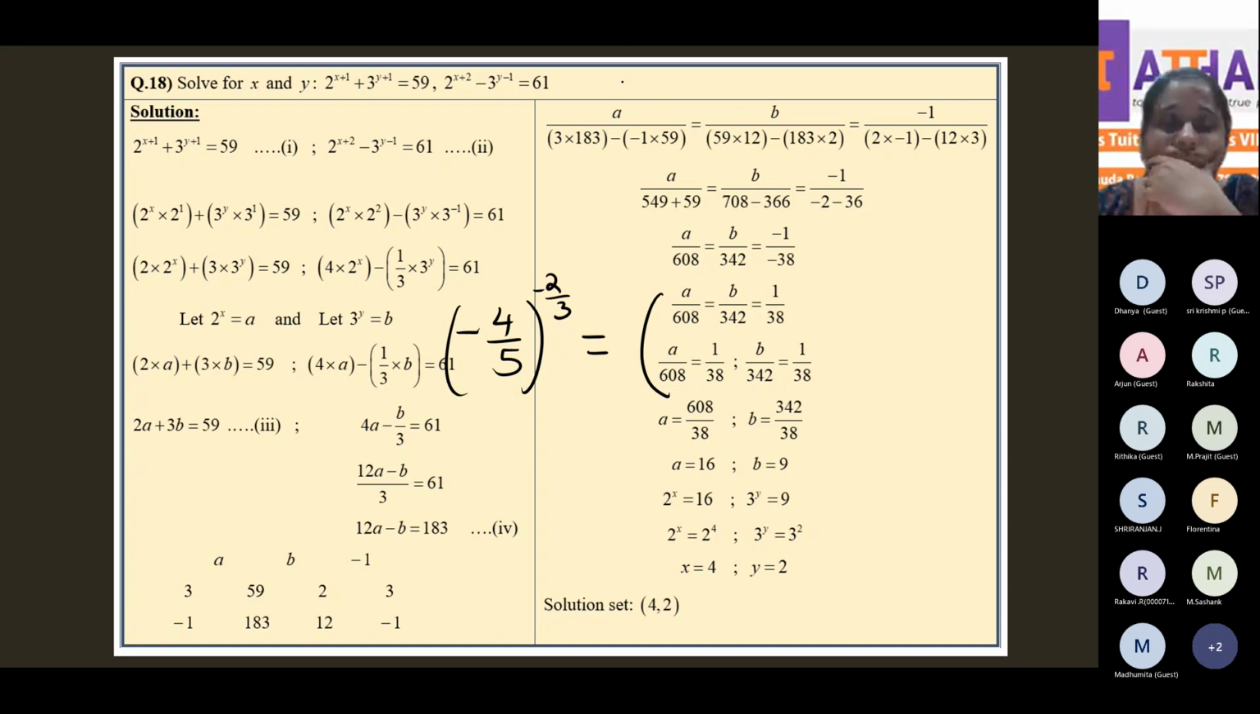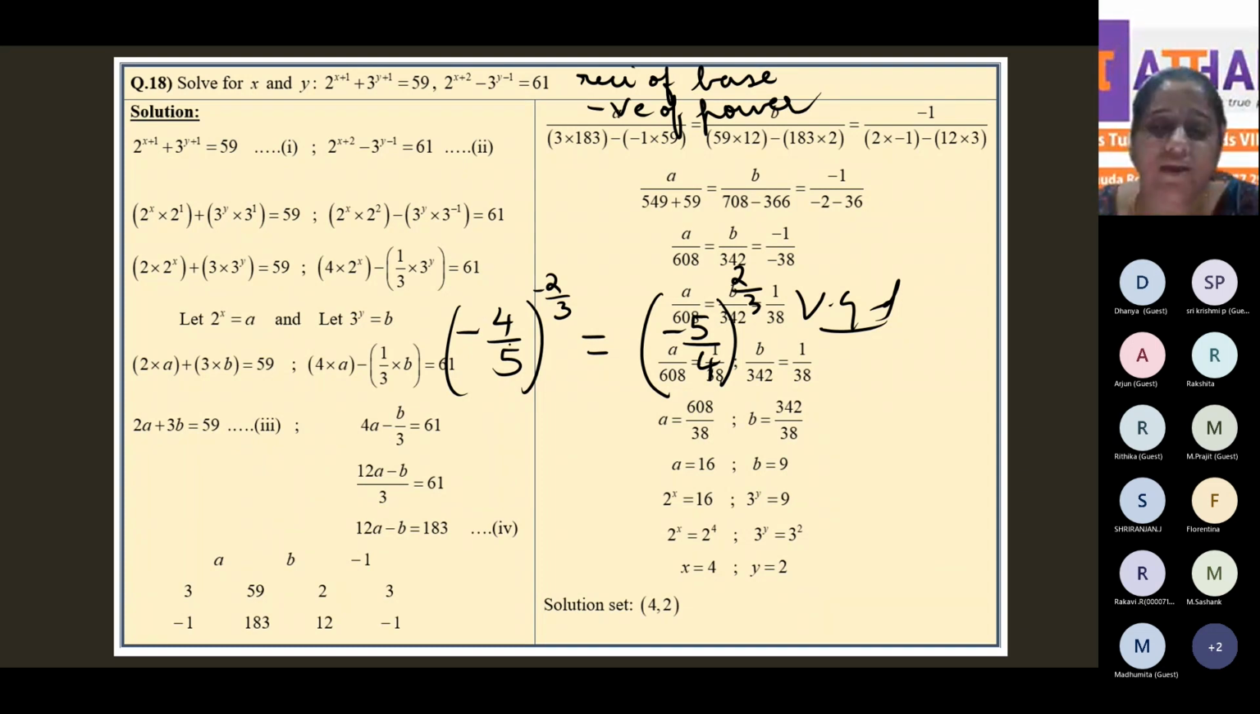What is the rule? Minus 5/4 to the power minus 2/3. Minus 5/4 to the power 2/3. Very good. Reciprocal of the base, and negative of the power.